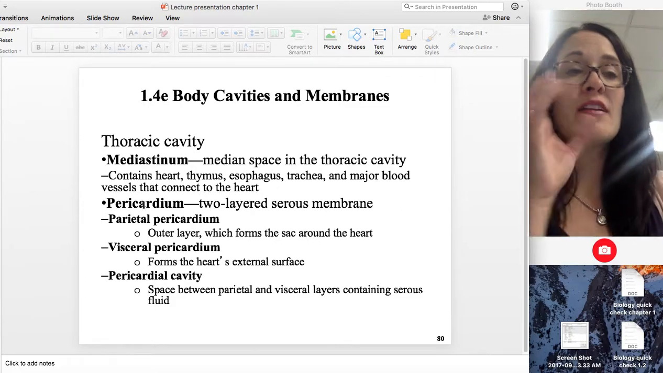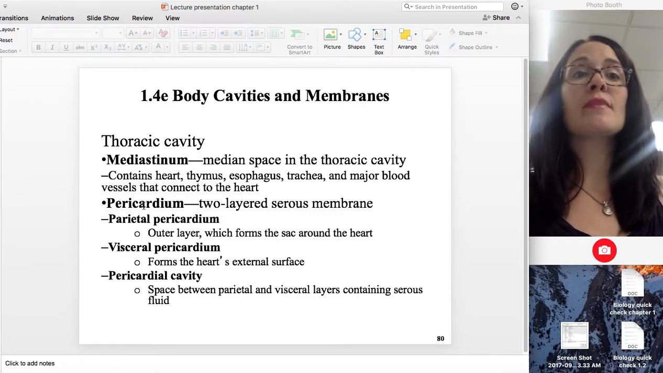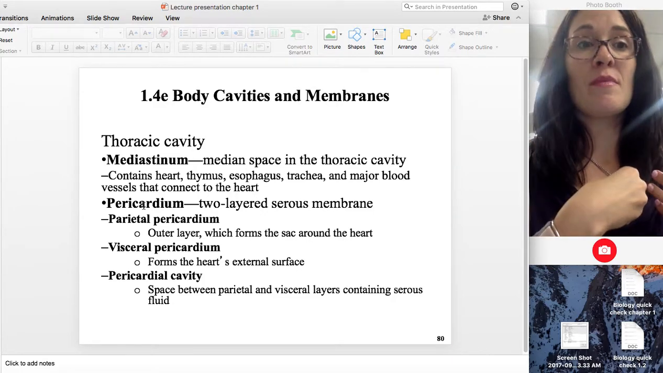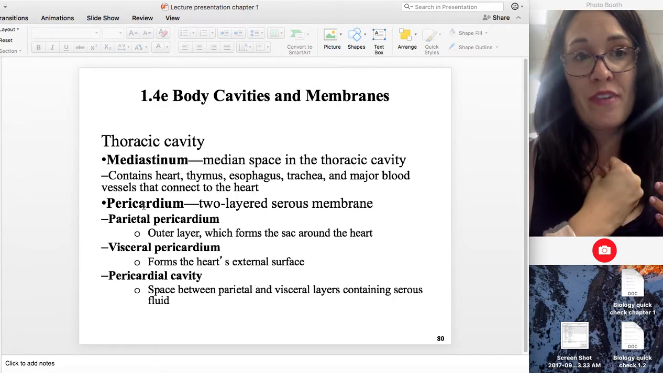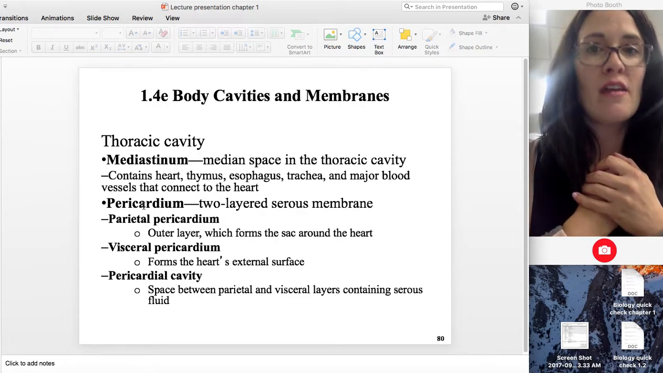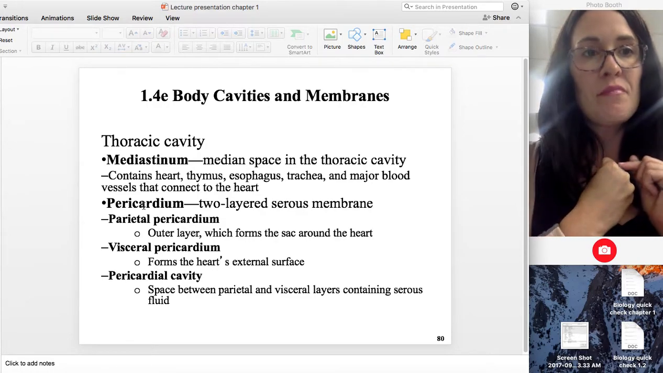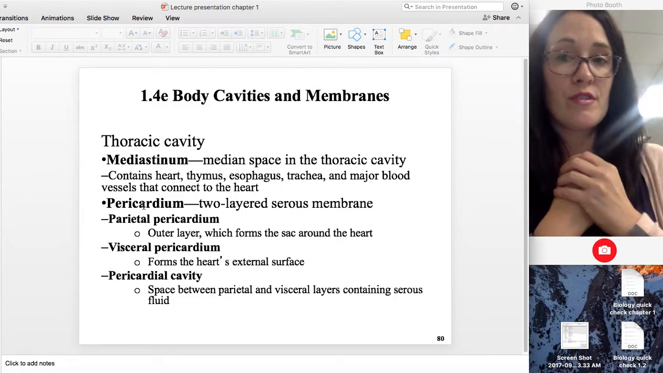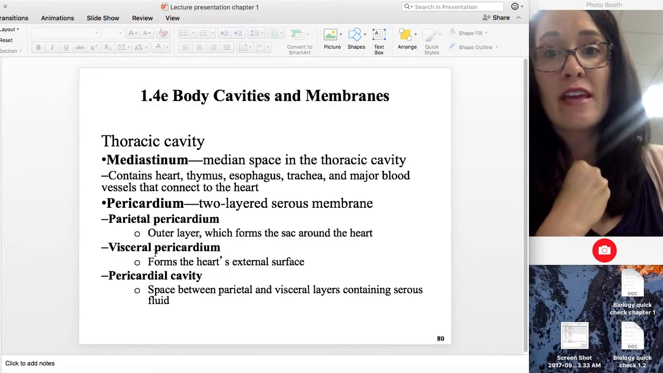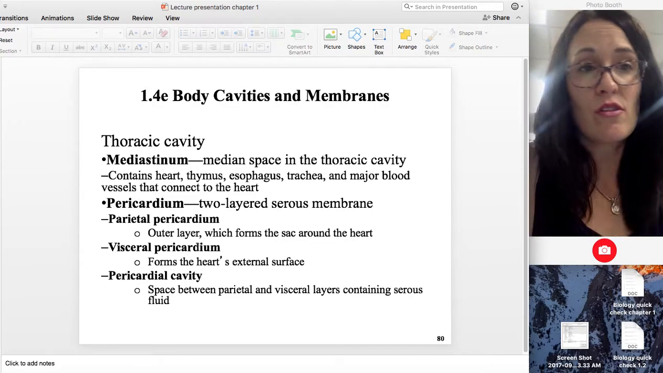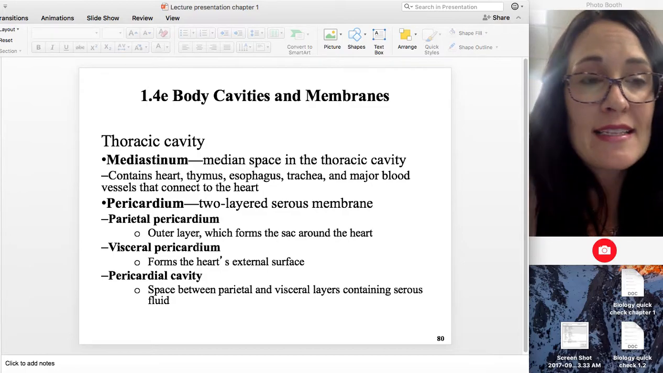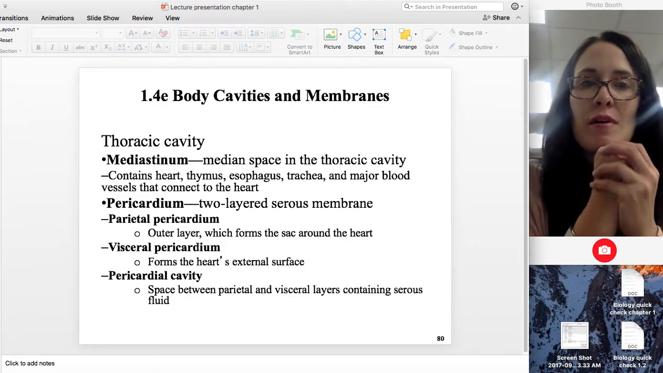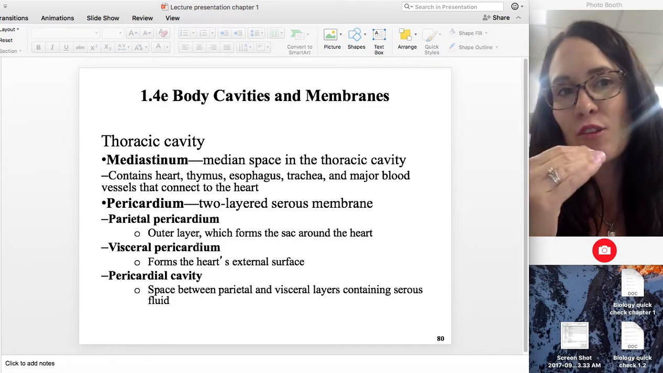A specific cavity name, so we know the heart is in the thoracic cavity. The heart is also in the mediastinum, but the heart is also in its own cavity called the pericardium. And the heart has its own bag of fluids, or its own serous cavity full of serous fluid. So if it has a serous cavity or a pericardial cavity, it also has the layers. And since it's specific to the heart, it has its own balloon around it. Think about it like that. It has its own name.